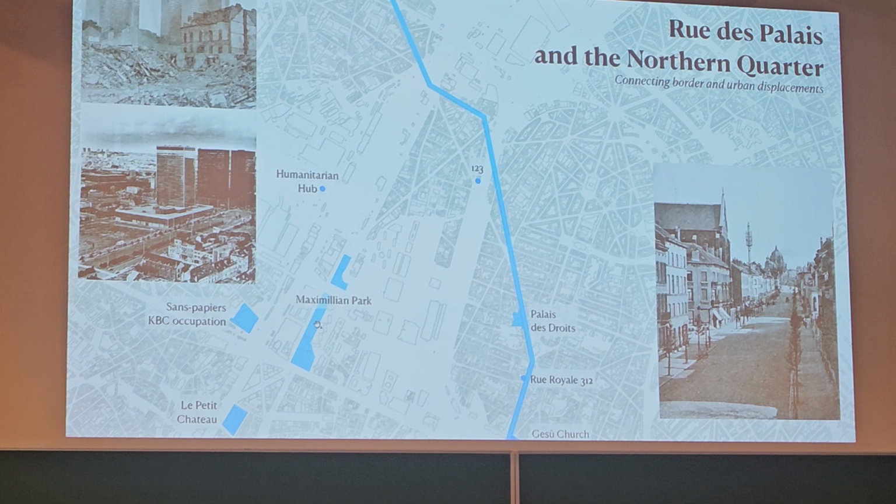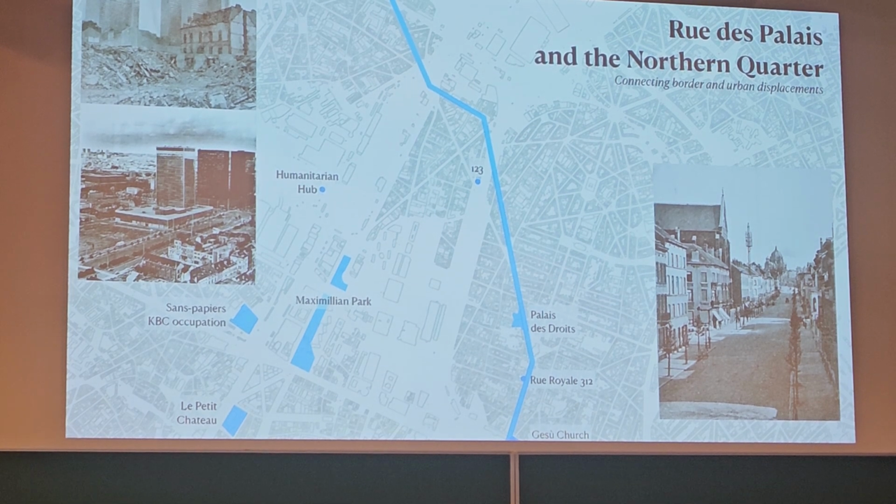Has anyone heard of Maximilian Park and what happened to it? So Maximilian Park was a site where a lot of displaced people who wanted to apply for asylum but were not allowed to at some point occupied it in a tent camp, and then from there on, there was a lot of citizen solidarity from all over Brussels. A lot of people came to provide support and services, and it was a site for struggle for the housing rights of displaced people in the city.